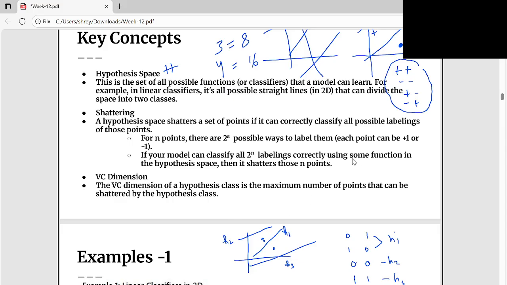So that's why it is written "some function in your hypothesis space." It means that for all the labelings, for any rule of the labeling, some function will be there which can correctly classify these labels. Then it is called that this hypothesis class is able to shatter those n points.